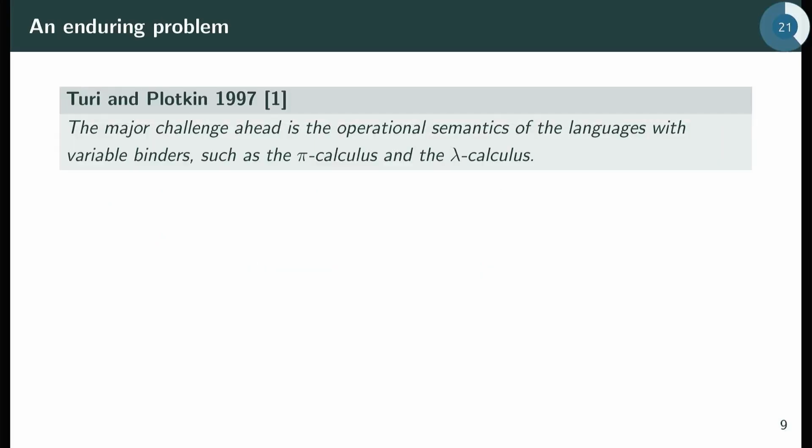In fact, it's something that Turi and Plotkin had laid their eyes on from the very first moment. And this is a quote from their paper, the major challenge ahead, from 1997. The major challenge ahead is the operational semantics of languages with binding, such as pi calculus and the lambda calculus. So higher order, there it is, the biggest prize, the most important higher order language.